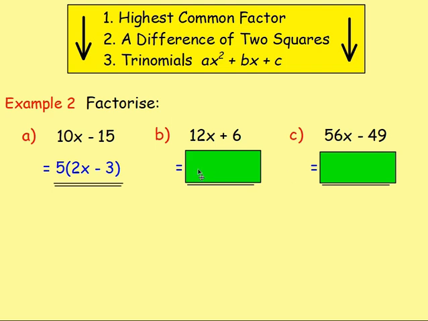Next one, 12x add 6. The highest common factor is 6. It is indeed, yes. And 6 times what is 12x? 2x. Good. And 6 times what is 6? 1. Brilliant. Well done. So you've got 6 bracket 2x plus 1. Well done. 56x take away 49.